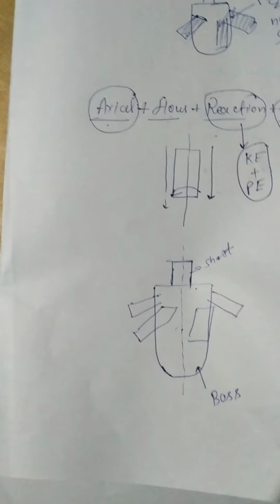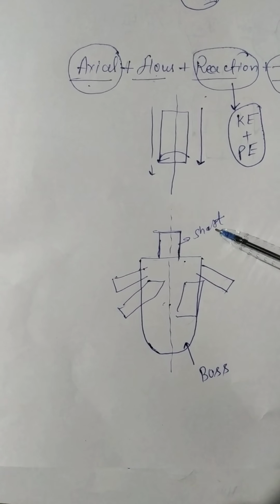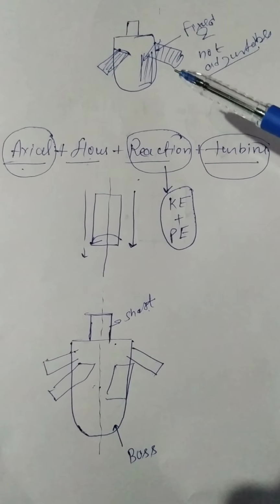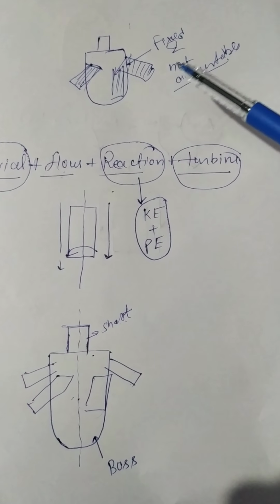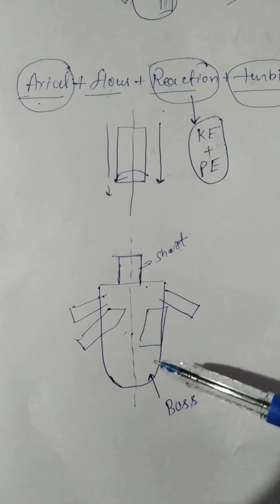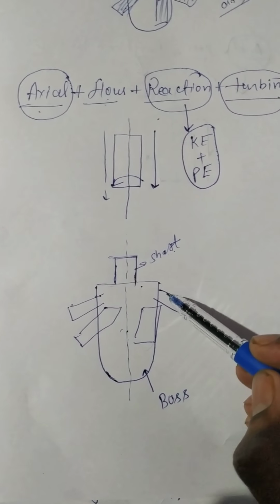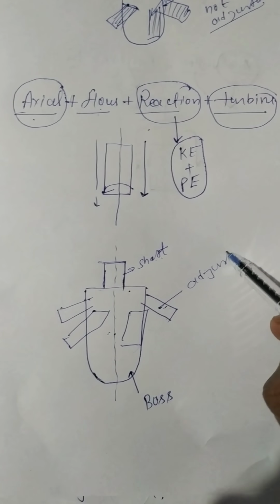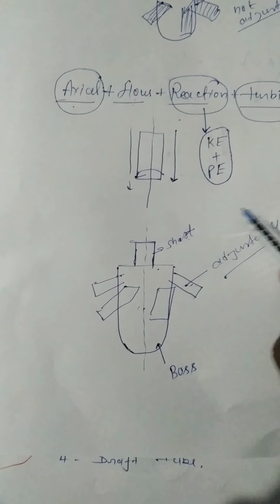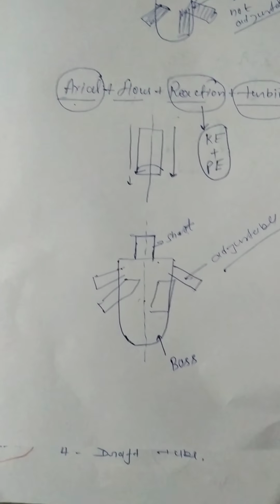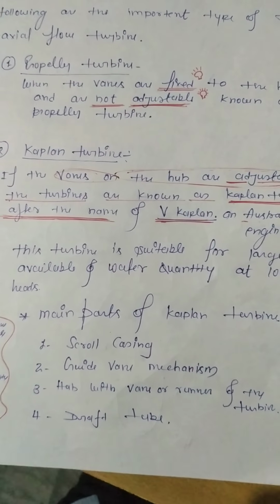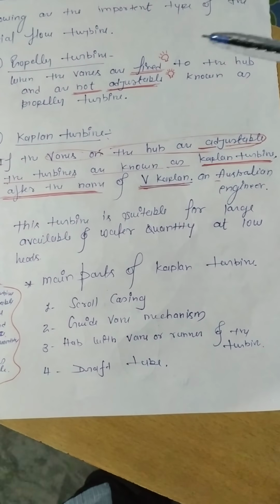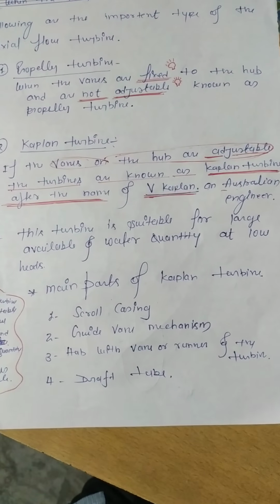And what about the Kaplan turbine? In the Kaplan turbine, the things are the same: you have a shaft and a boss as in previous cases, but whereas there the blades are fixed and not adjustable, here in the Kaplan turbine we have blades and vanes which are adjustable, right? If the vanes are adjustable, then it is known as the Kaplan turbine. Clear? So now we can classify the turbine as per the arrangement of the blades.